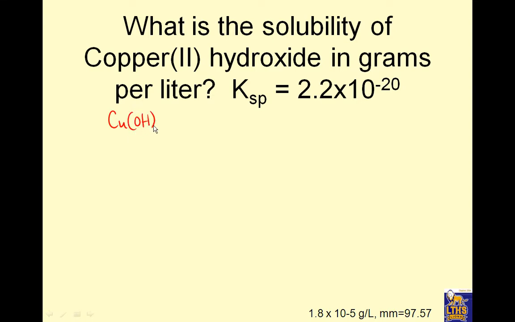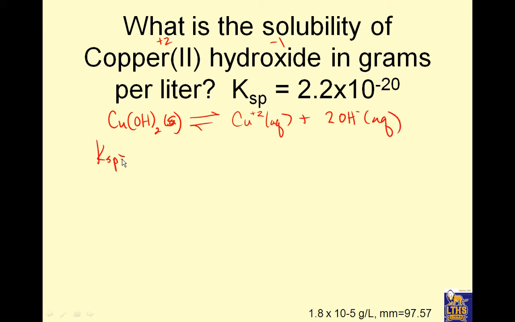But we need to make sure that we can write a chemical formula. This is solid. This is a +2 copper charge. It's a -1. So we need 2. All right, we're going to get copper ions. Woohoo, copper ions. And we're going to get 2 hydroxide ions anytime that dissolves. Okay, now we have that.